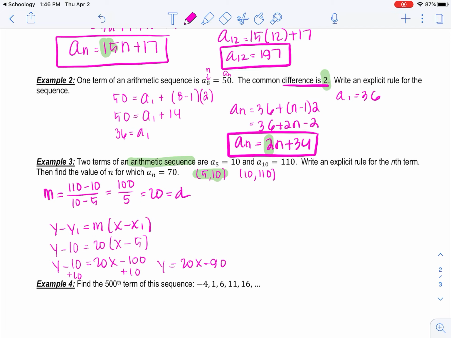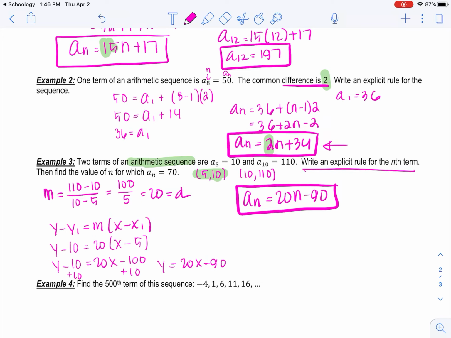Now, this is the equation of the line, but if you notice, our equations of our lines don't look like slope-intercept form. They don't look like y equals mx plus b. Instead, we're going to write our final answer as a sub n is equal to 20n minus 90. If you look at the answer key on my notes, I have a completely different way of doing this. I did it using elimination, writing 2 equations, solving for d, plugging it back in to solve for a1. But this way is less work, and I think more people get it. So there's my explicit rule for the nth term.